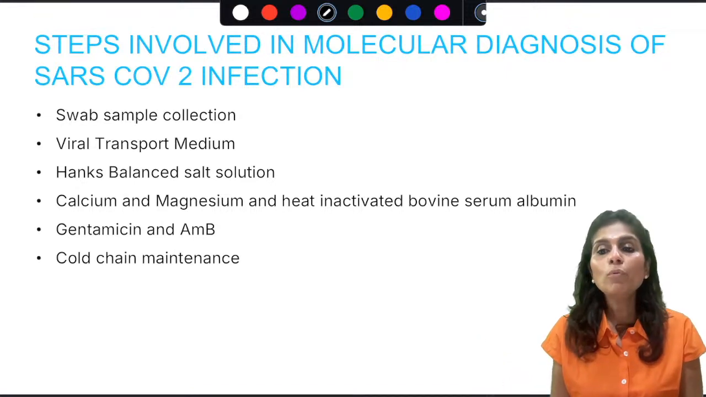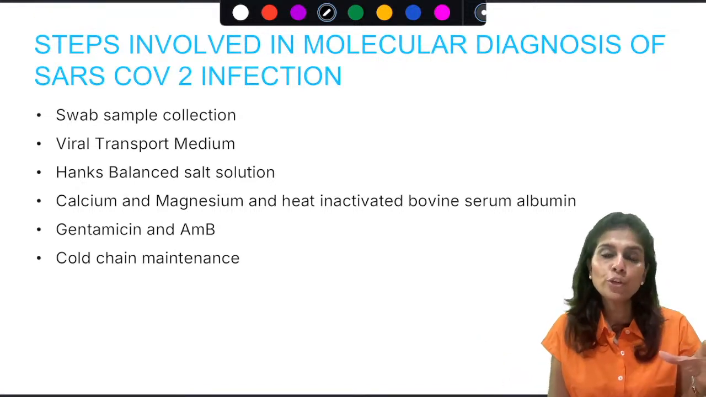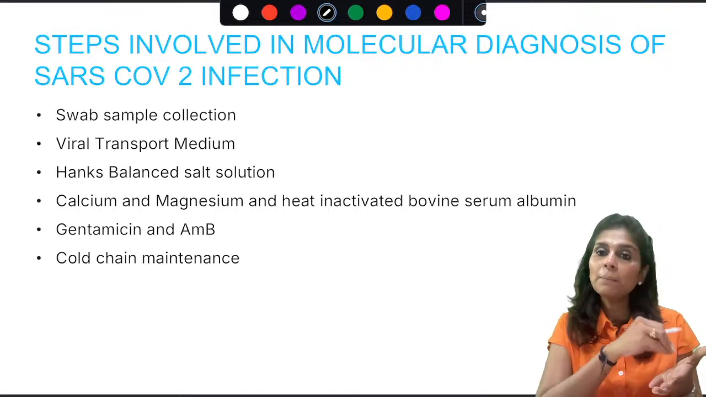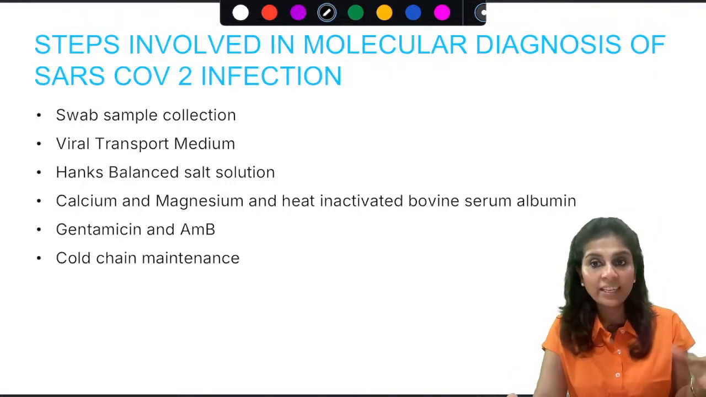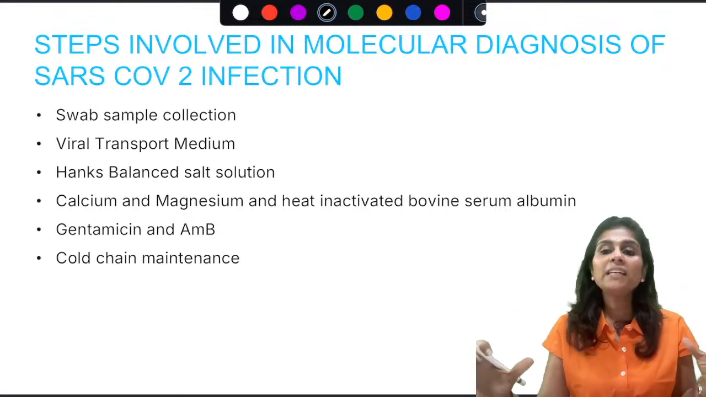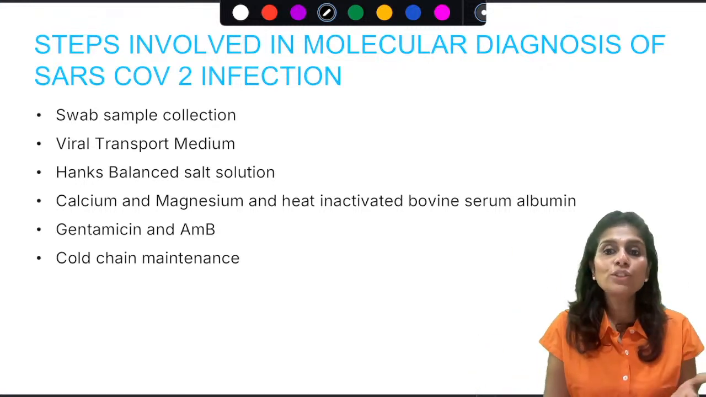If you're asking me why, I am very sure you must have all seen that the swab sample after collection is transported at a temperature of 2 to 8 degrees, right? In a thermocol box, it is being transported. That's called cold chain maintenance.